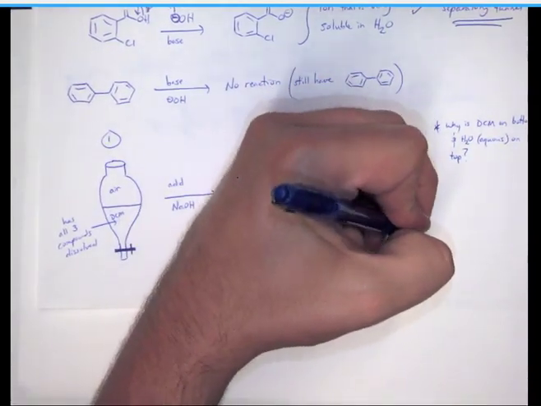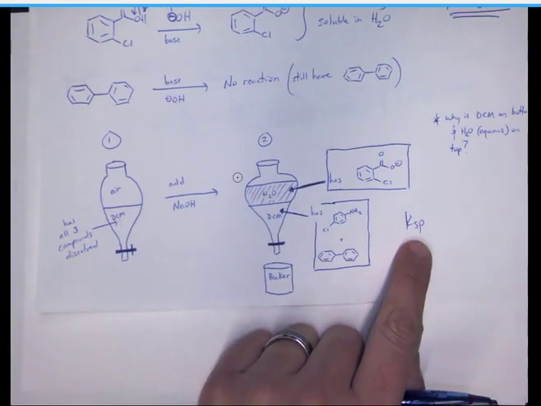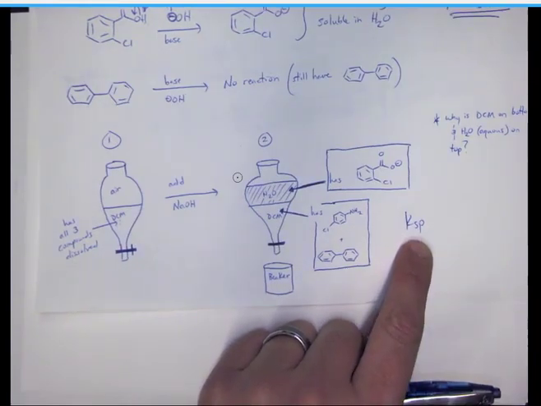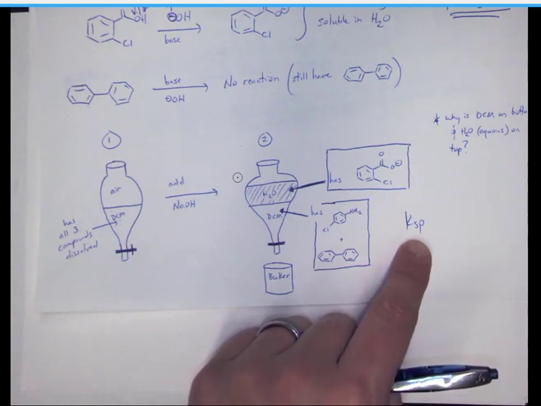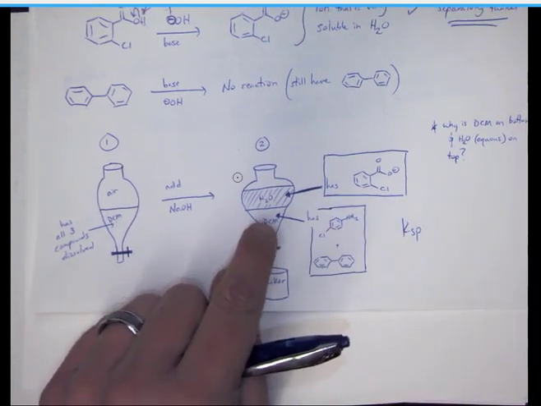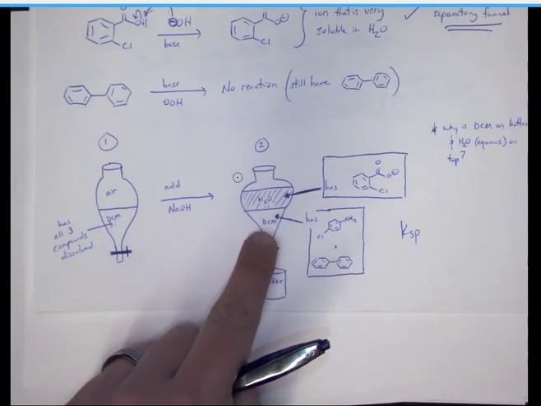When you go back and talk about Ksp, Ksp is equilibrium based off of solubility. And so, yes, some of it's going to be more soluble in water, but some of it will stay behind because you do have this equilibrium that can take place. And so what do you need to do to try and get as much of that acid out as possible?